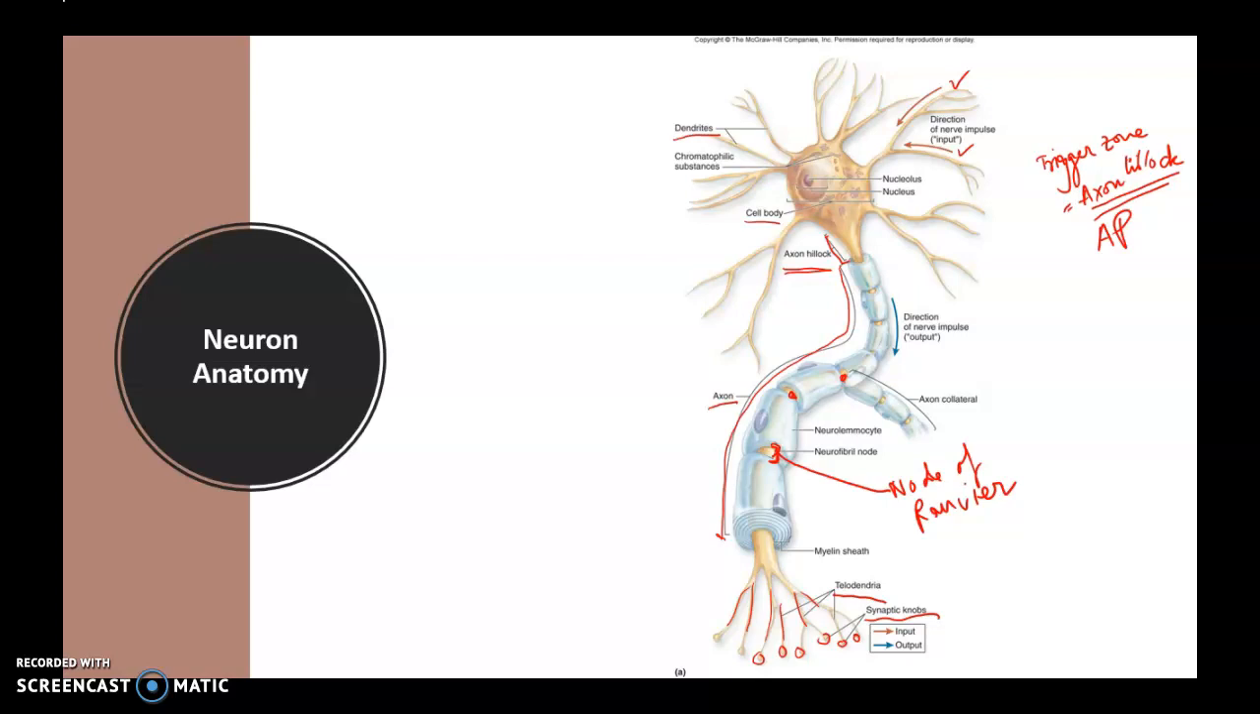But before that, I want my students to know the basic types of channels that we find all over the neuron. And the types of channels are, we have the sodium-potassium pump. Where are they located? They are located everywhere. Dendrite, soma, axon hillock, axon. They are present everywhere. Then we have voltage-gated sodium channels. Then we have voltage-gated potassium channels.